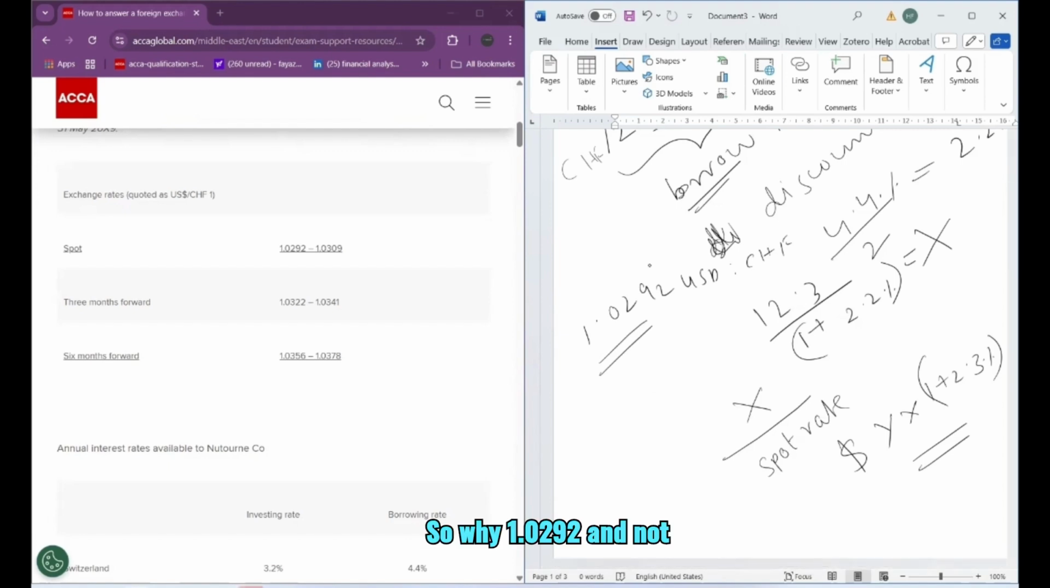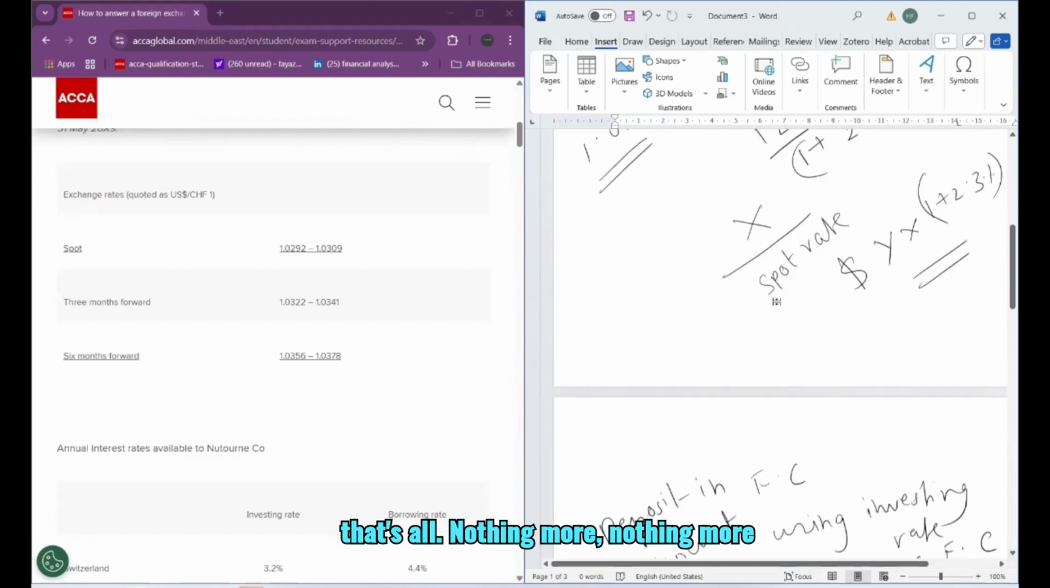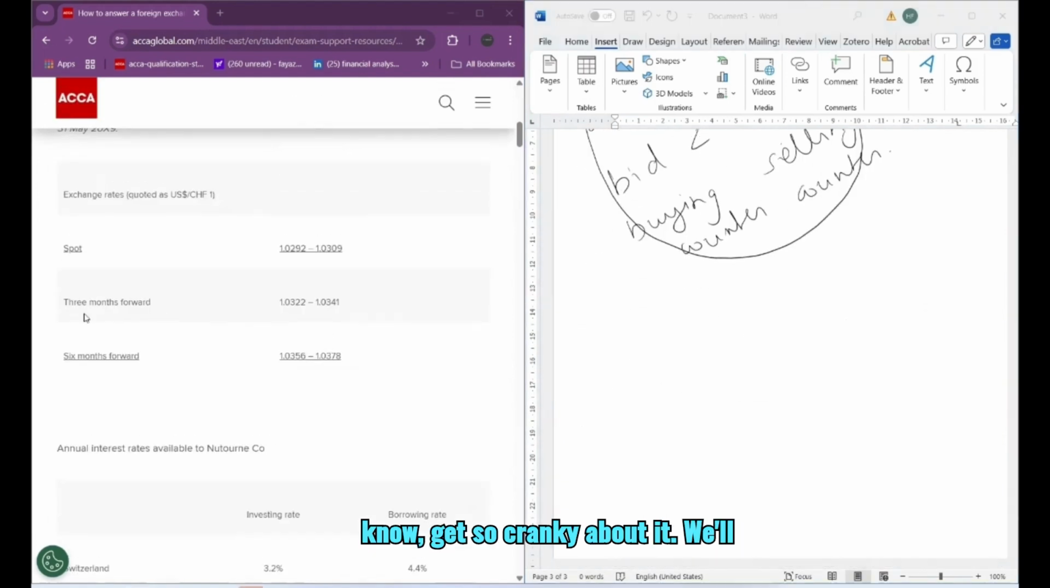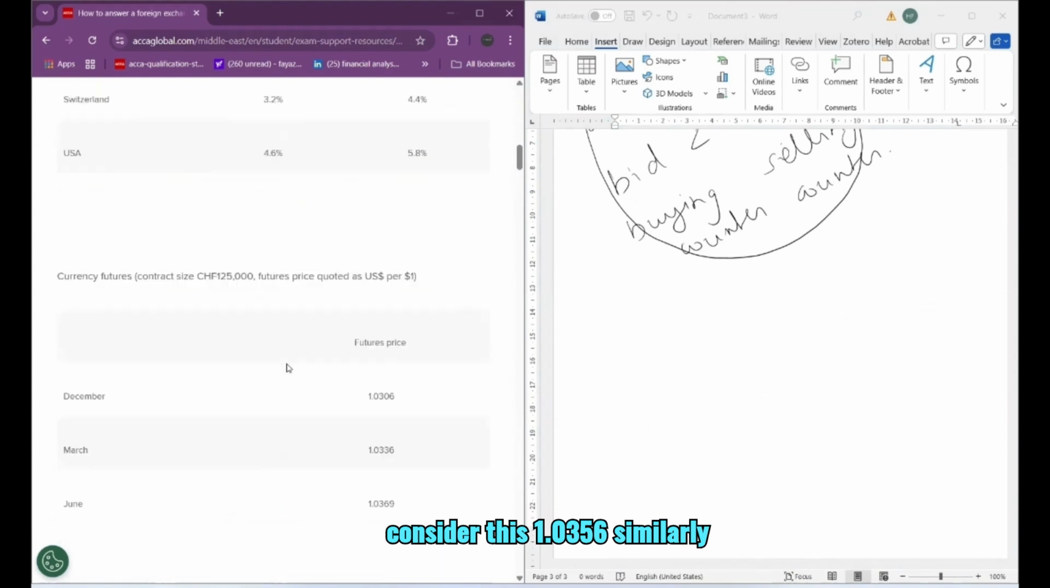So why 1.0292 and not 1.0309? Because we'll get a higher receipt there. That is the ask rate. That is the rate at which the bank sells to us, not buys from us. So that is also one thing. So we will therefore consider 1.0292 the rate at which the bank buys from us the CHF, the counter currency, which is this CHF. That's all. Nothing more complicated. Nothing is there to get so cranky about. We'll consider this 1.0356 similarly.